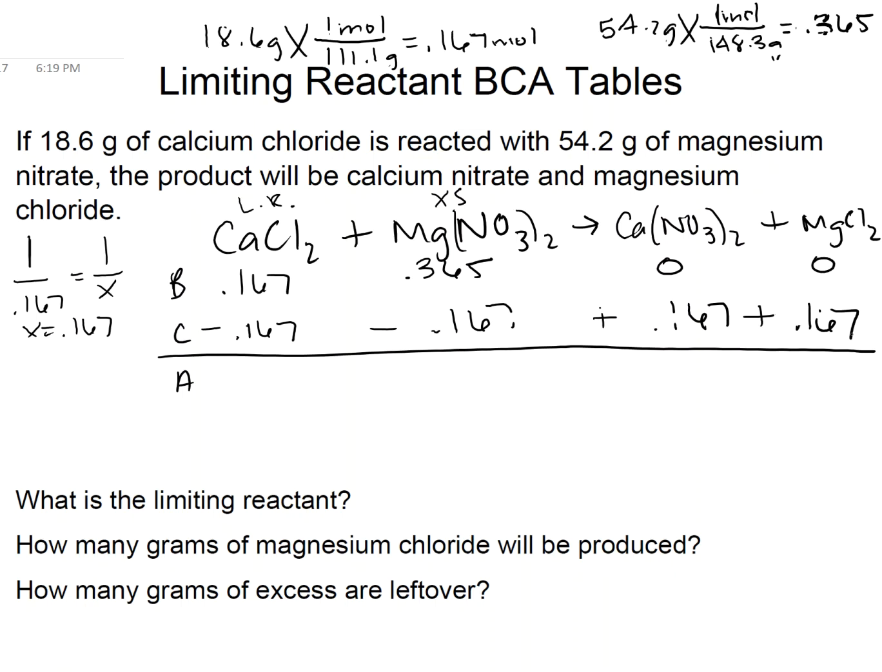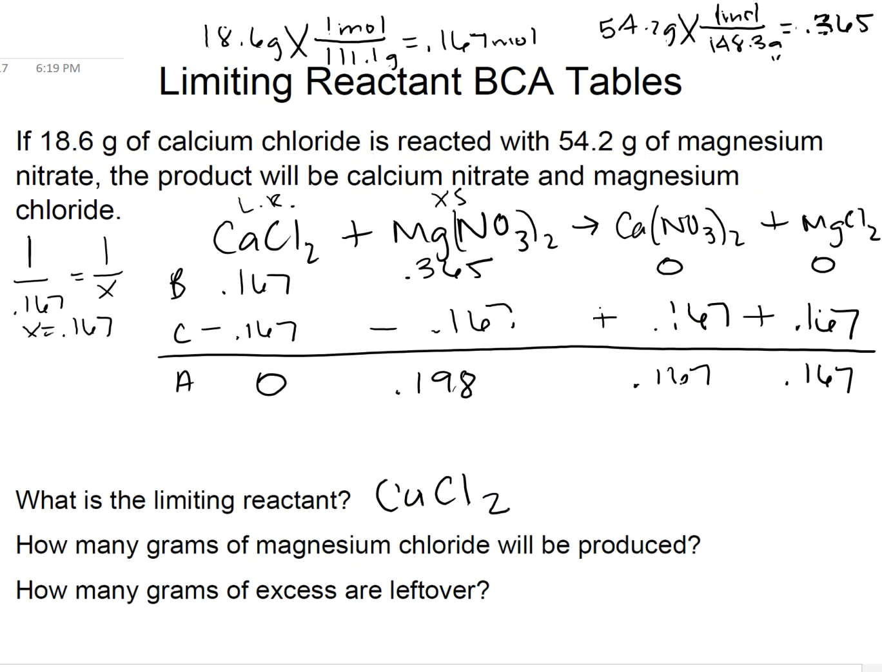Then to finish our BCA table, all we need to do is complete the math. So 0.167 minus 0.167 is 0. 0.365 minus 0.167 is 0.198. 0 plus 0.167 is 0.167. 0 plus 0.167 is 0.167. Now that our BCA table is complete, we can answer the following questions. What is the limiting reactant? Again, that's the one that we use up all of, and so we have 0 in the after row. So CaCl2 would be our limiting reactant.